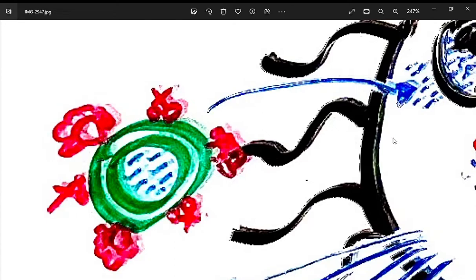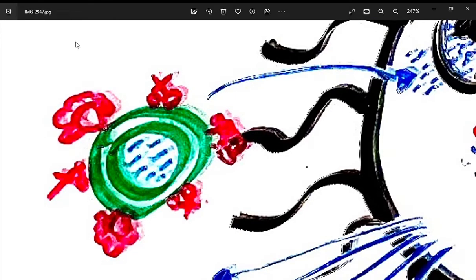Today we're going to talk about the pathogenesis of influenza virus in our body. So before we start with the process, let's understand the basic structures of the virus. There are four things to understand about the influenza virus that will help us better understand the pathogenesis.